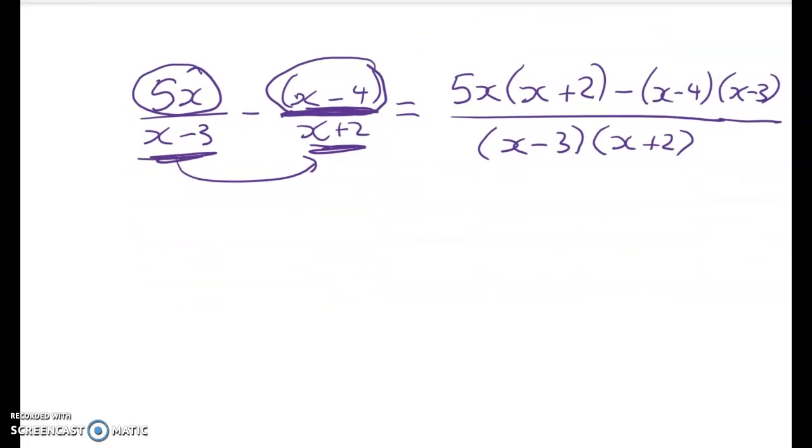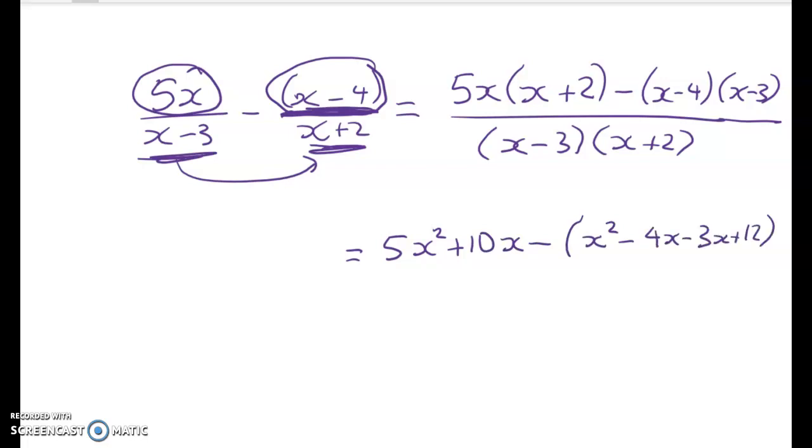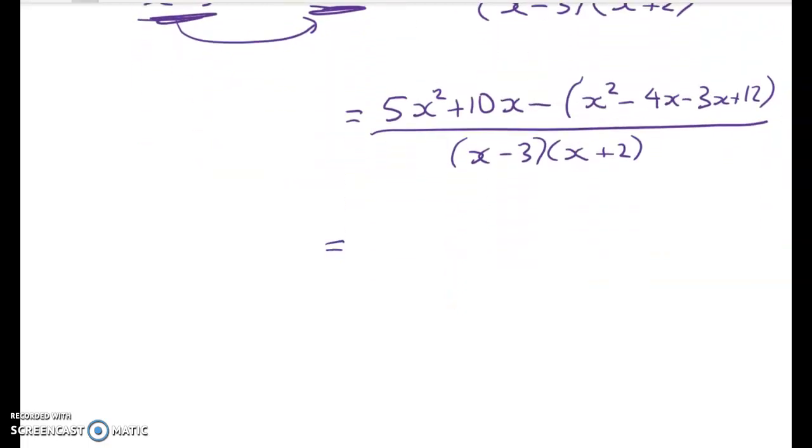We have to do a bit of work cleaning up the numerator. We get 5x squared plus 10x minus x squared minus 4x minus 3x plus 12, doing that very slowly. I'm just going to leave the denominator here for now because I'm kind of hoping that something might simplify out. So it's good to leave that factorized.